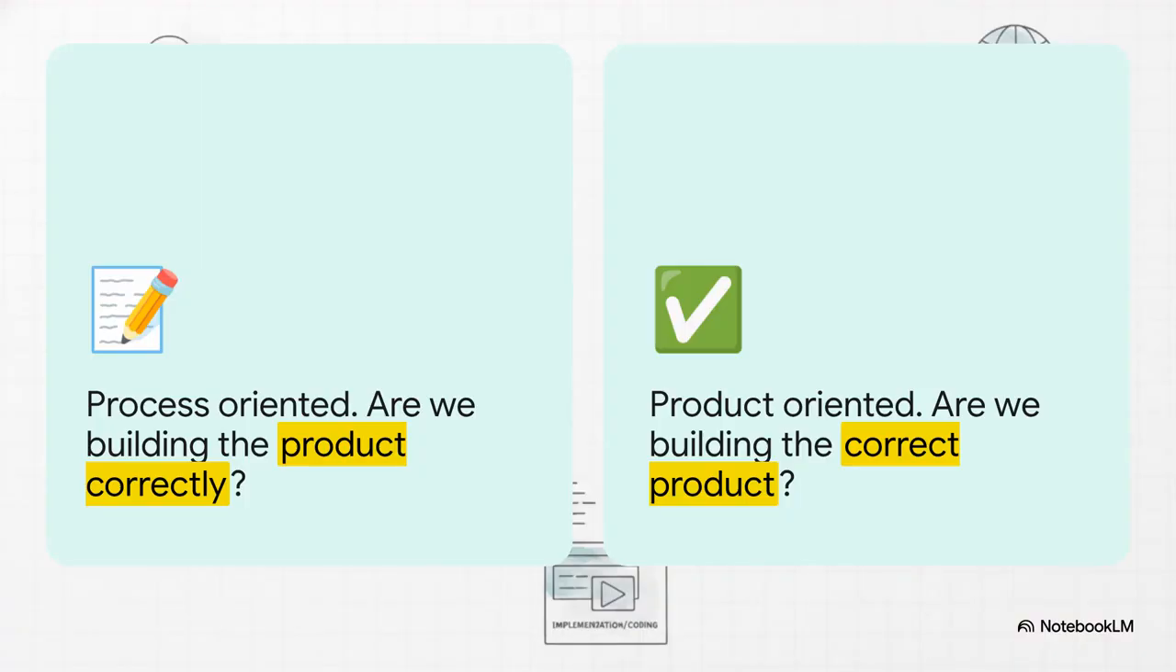Now, what's really interesting about this is the precise distinction between verification and validation, which are the two main pillars of this model. Verification on the left side asks, are we building the product correctly? It's entirely process-oriented. It happens completely through reviews of documents and designs before a single line of code is ever written. Validation, on the right side, asks, are we building the correct product? This is product-oriented. It requires actual execution of the software to ensure it behaves exactly as the customer requested. Basically, one is checking the blueprint, the other is checking the building itself.